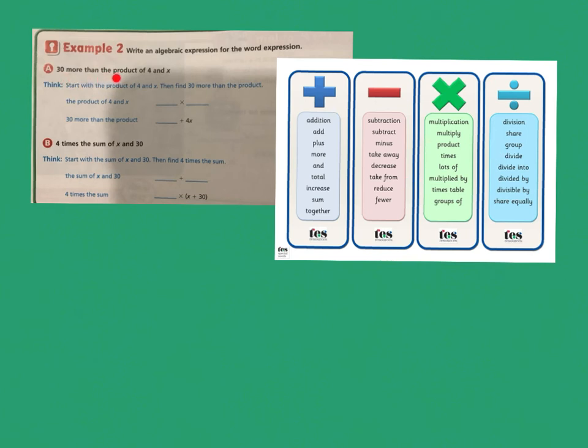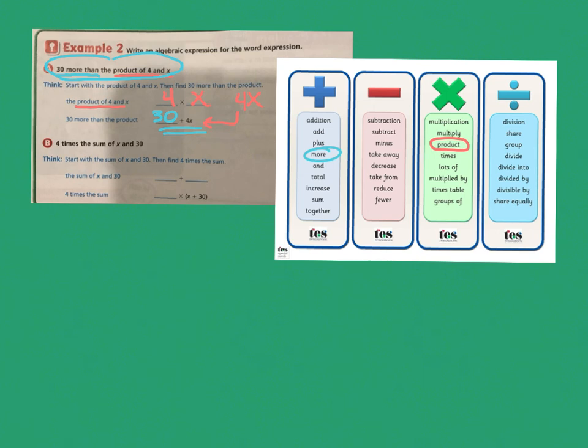So we have 30 more than the product of 4 and x. So I want the product of 4 and x. Product, if you didn't recognize right away, is a multiplication word, and it is the answer to a multiplication problem. So the product of 4 and x is 4 times x, which I could write as 4x, right? And they did that right there. And then we want 30 more than that, addition word. So we're adding 30 to 4x. There's your expression translated from English to Mathese.